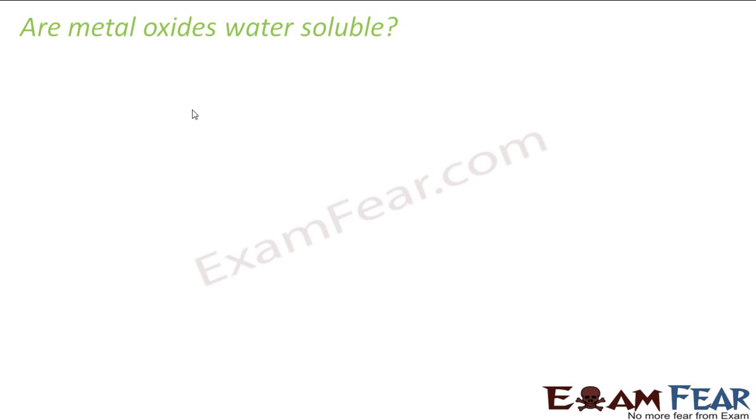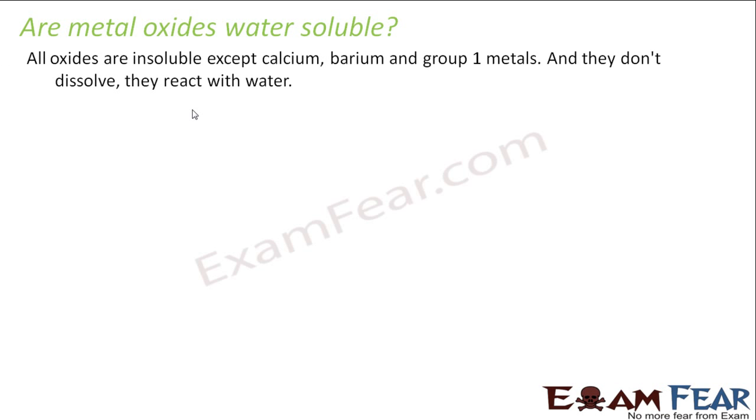The next question is, are metal oxides water soluble? The answer is, most of the oxides are insoluble, except calcium, barium and the group 1 elements. Because they don't dissolve actually, but they react with water. So all this group 1, sodium, potassium, those guys, they don't dissolve in water, but they react with water.